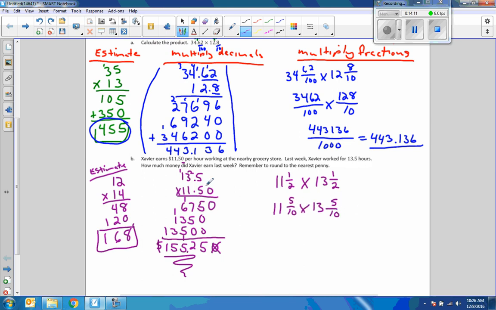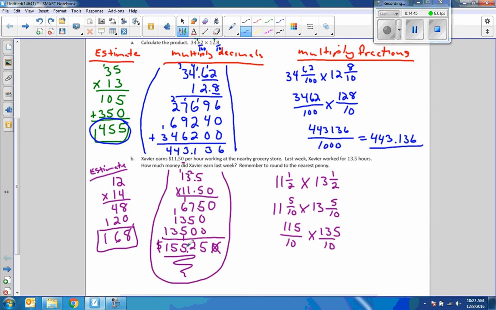Okay, we want decimal places: tenths, hundredths, thousandths. Halves don't work. So now we're going to do our mixed fraction and turn it into improper. 10 times 11 is 110, plus 5 is 115, divided by 10. 10 times 13 is 130, plus 5 is 135 over 10. So if you multiply these two numbers, you're doing exactly what the person with decimals did without the decimal places.